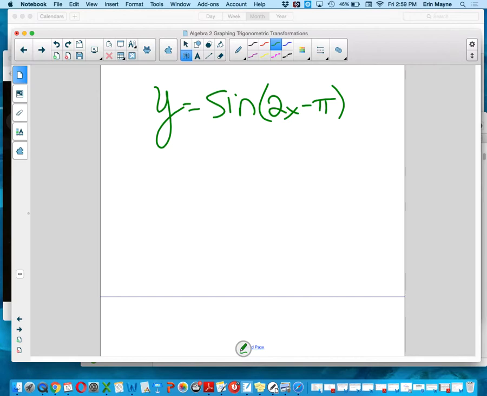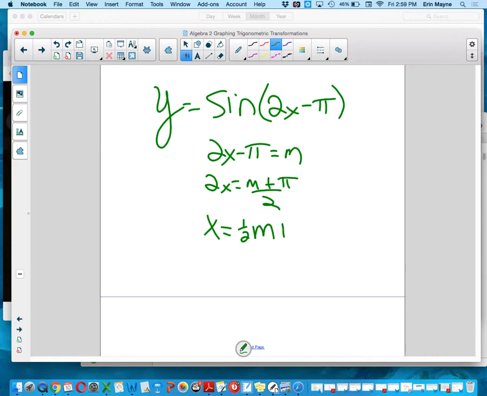So the best way to find this out, take what's there. Set it equal to, what did I say? A dummy variable. Solve for x. How would you solve for x? Add pi, divide by 2. Now watch what happens. This then shows you not only what's happening to your period, because someone said, oh, you just divide it by 2, right? Who saw that? Okay? But this pi over 2 is actually your phase shift.